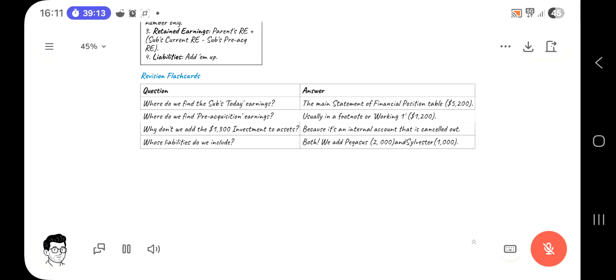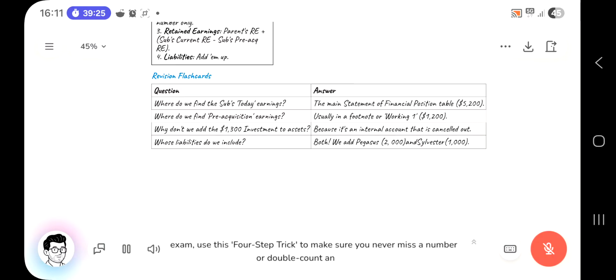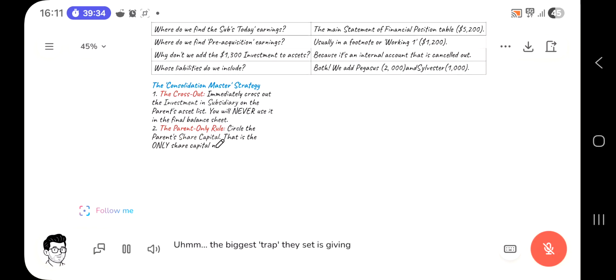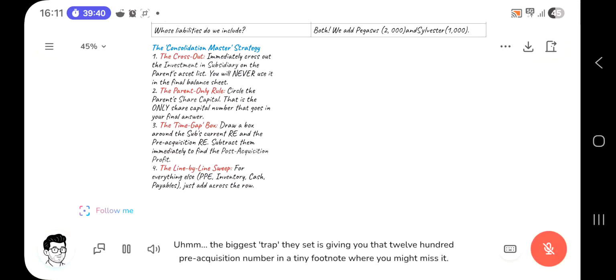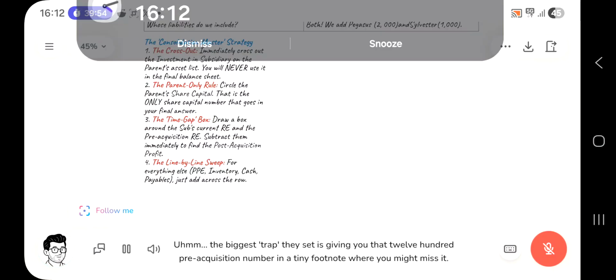All right, let's talk strategy. If you see a consolidation problem on an exam, use this 4-step trick to make sure you never miss a number or double count an account. The biggest trap, they said, is giving you that 1,200 pre-acquisition number in a tiny footnote where you might miss it. Always remember, only add what was earned during the group's lifetime.